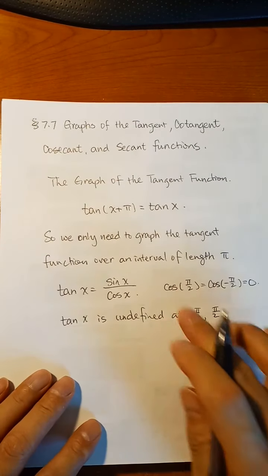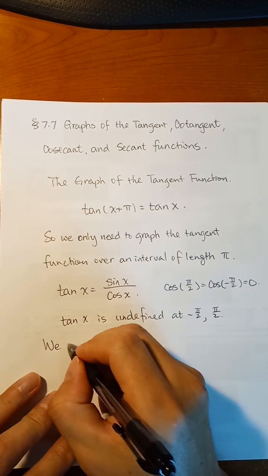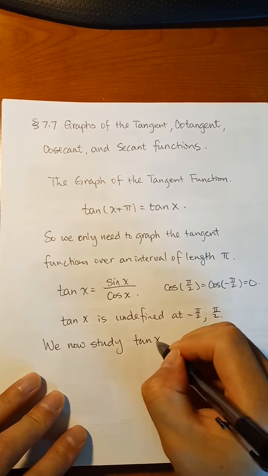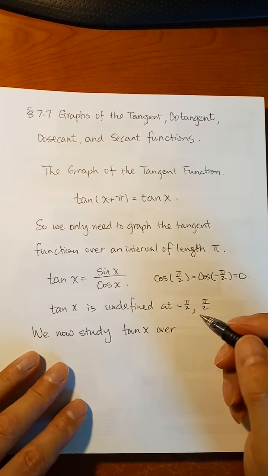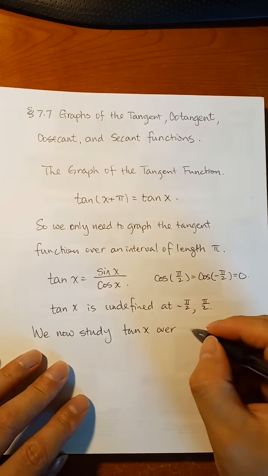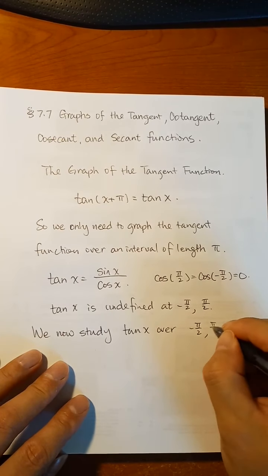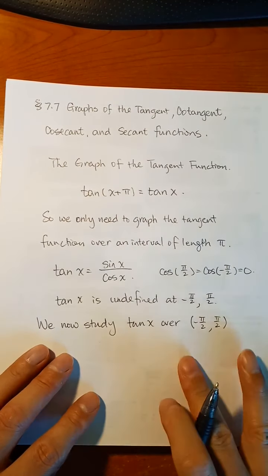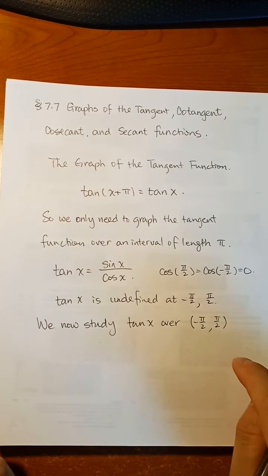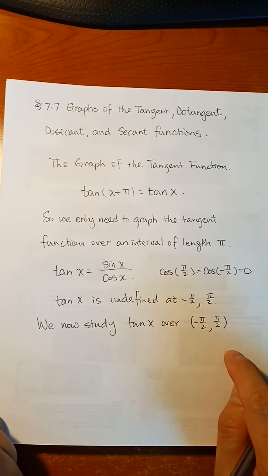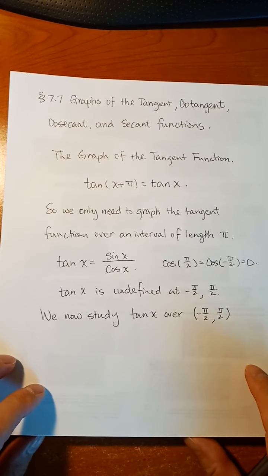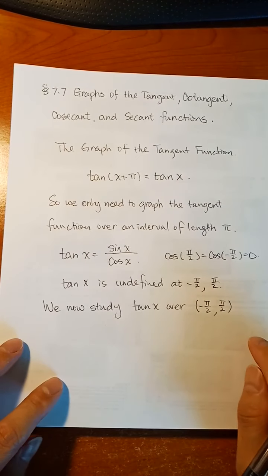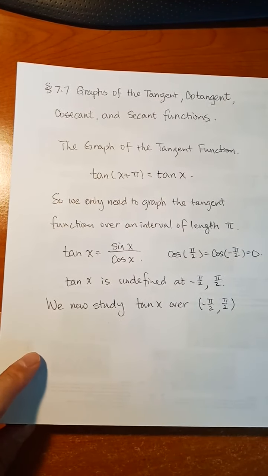So for these two reasons, we now study tangent of x over an interval with the length pi. We want it symmetric about 0, so it's from negative pi over 2 to positive pi over 2. But it cannot include the two endpoints, so it's an open interval. So we only study the behavior of the tangent function over the open interval from negative pi over 2 to positive pi over 2. This interval has length pi, and it does not include the two endpoints because cosine is 0 there.